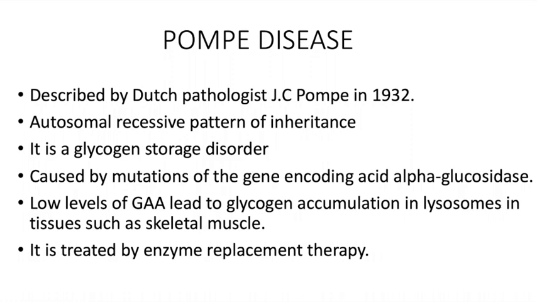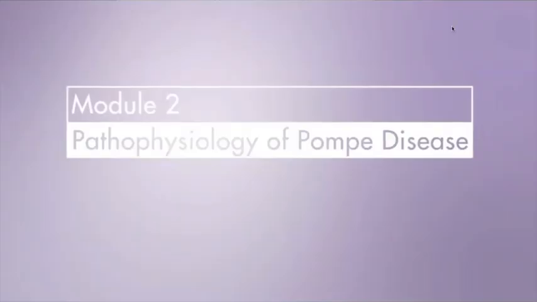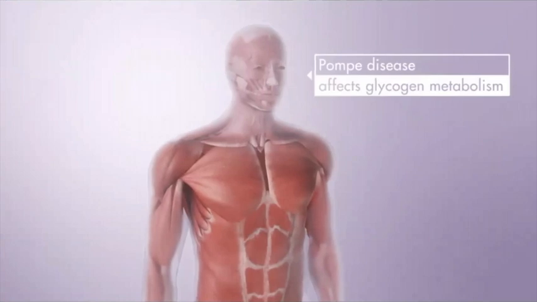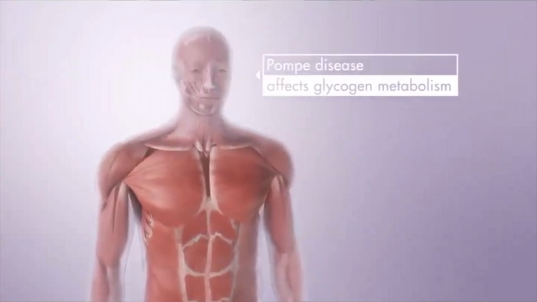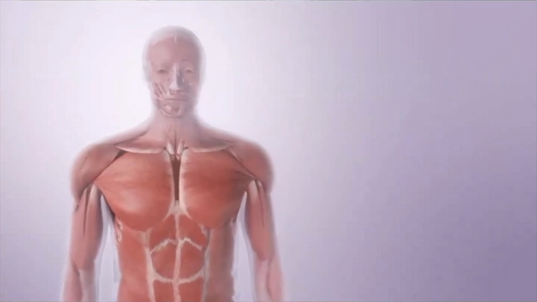This is a brief summary of Pompe disease. It is a relatively rare genetic disorder affecting lysosomal glycogen metabolism. The disease is caused by an absence or reduction in the enzyme GAA.